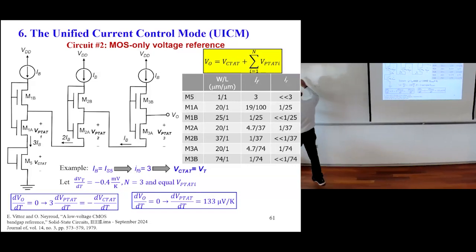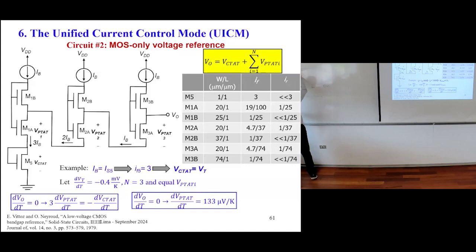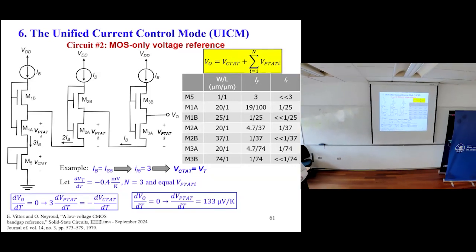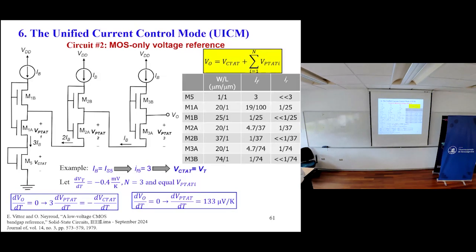Usually you don't have this sum, but you have something like this. You have some variation around the nominal value. Okay? This is also typical of band gap references based on the bipolar transistor. Any question here?